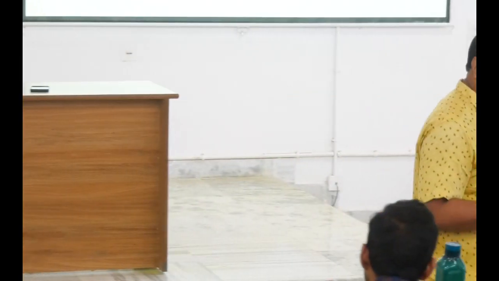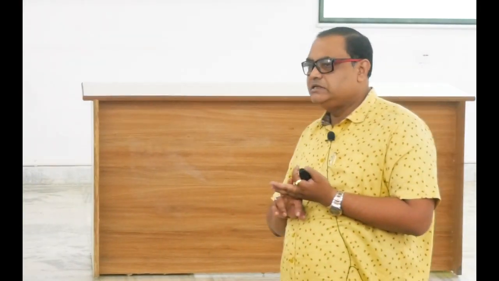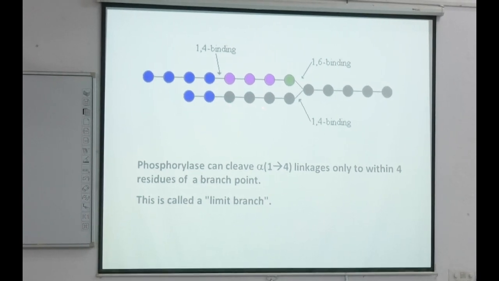The debranching enzyme has two enzymatic properties. One is alpha-1,4 glucan transferase activity, another is alpha-1,6 glucosidase activity. Due to these two activities, they transfer this pink colored part to this black colored part. The blue colored parts are removed singly as glucose 1-phosphate. But beyond 4 units away from the branch point, the phosphorylase enzyme stops, stumbles. It cannot go further.